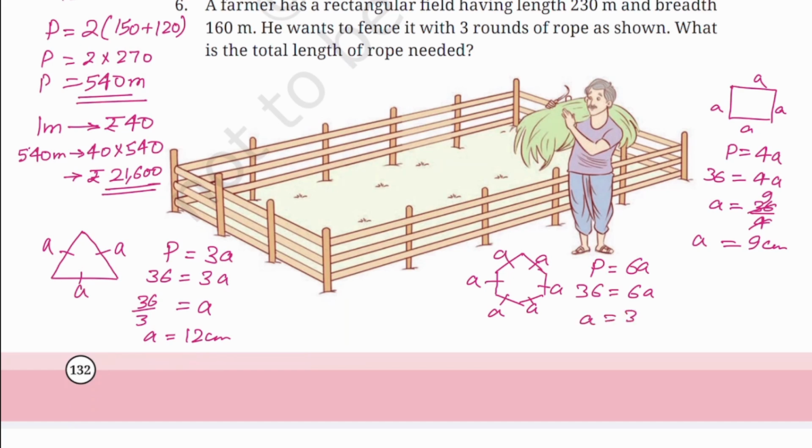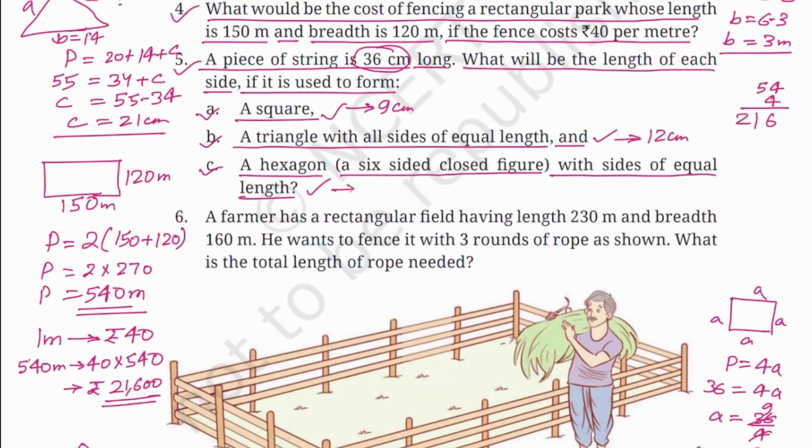A will be 36 by 6, or 6 centimeter. That will be the answer for the third one.